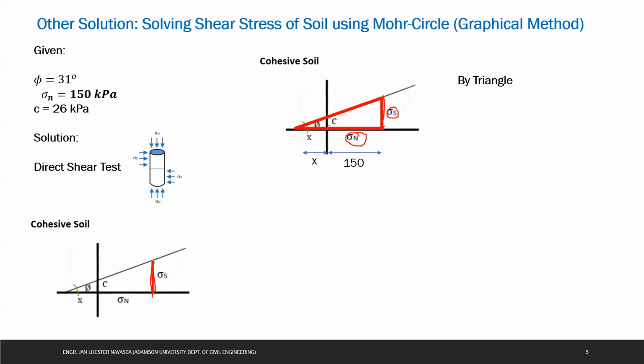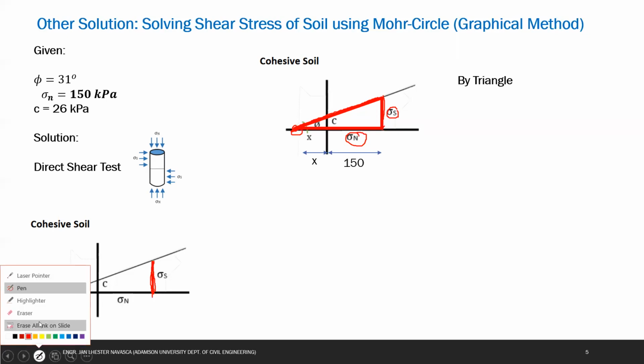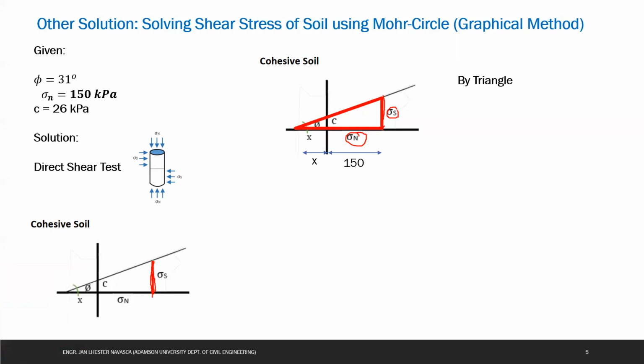Since it has cohesion, there is only tension, or tensile stress, in your soil at the ends. So it will feel something like this due to cohesion. Therefore, considering this triangle, we can say that our tangent phi is equal to this big triangle, sigma s. So this is 90 degrees. Take note, this is 90 degrees.